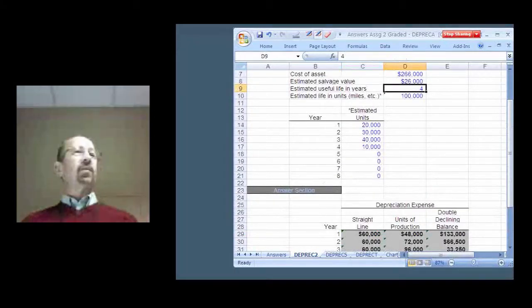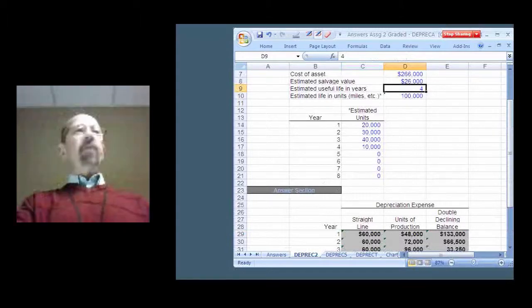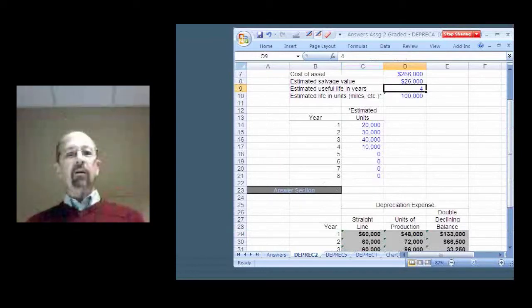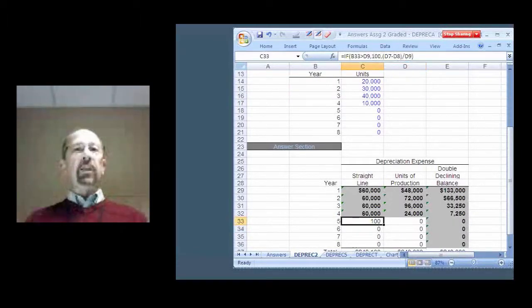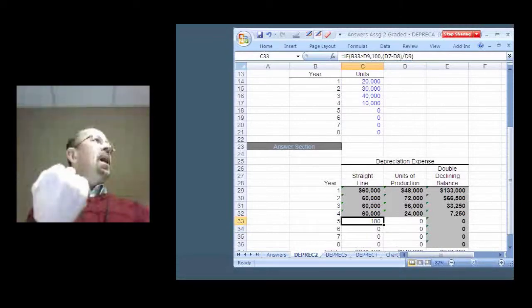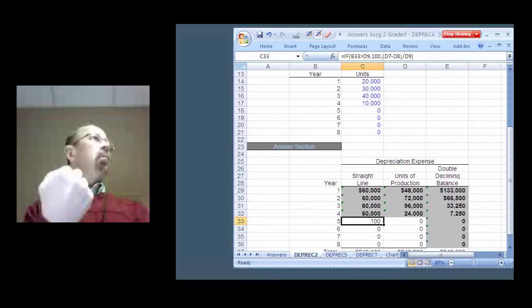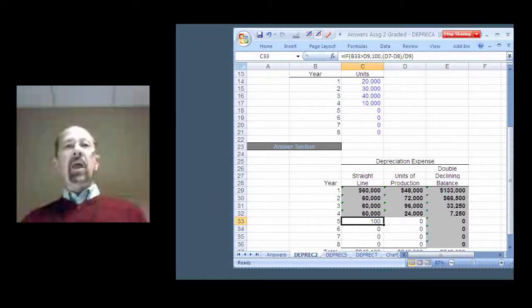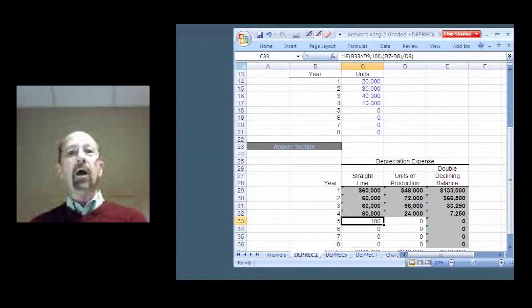Just to show you what effect that has in the if statement, what if this was 5? What if we were going over 5 years? Then, would B33 be greater than D9? B33 is the number of years. If I put down 5 up above, would B33 be greater than D9? No, it won't. It'd be equal to it, right? So then it would be saying, okay, don't put down 100. Put down D7 minus D8 divided by D9.